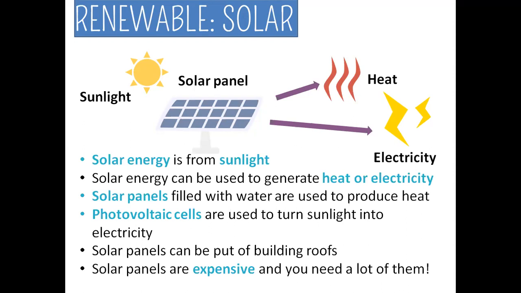Solar panels filled with water are used to produce heat. Photovoltaic cells are used to turn sunlight into electricity. Solar panels can be put on building roofs. Solar panels are expensive and you need a lot of them.